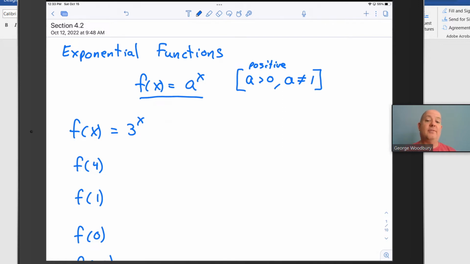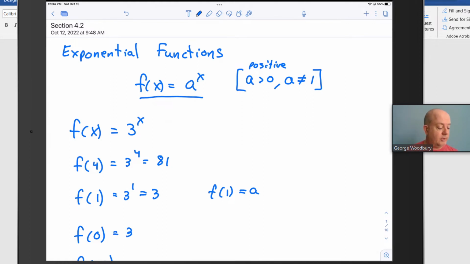I've got an example here, f of x equals 3 to the x power. So if I wanted to find f of 4, I would raise 3 to the 4th power. And using a calculator, rather than multiplying 3 times 3 times 3 times 3, find one that has an exponential feature on it and raise 3 to the 4th power. You'll get 81. F of 1 is 3 to the 1st power, and that equals 3. And in general, for any value a, f of 1 is equal to that base a.